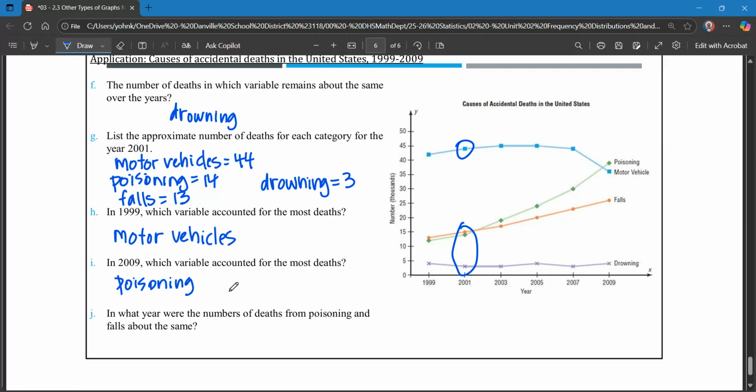And finally, in what year were the numbers of deaths from poisoning and falls about the same? So poisoning and falls was about the same during 2000, I don't know, maybe 2002. Looks like it's going to be right in the middle.